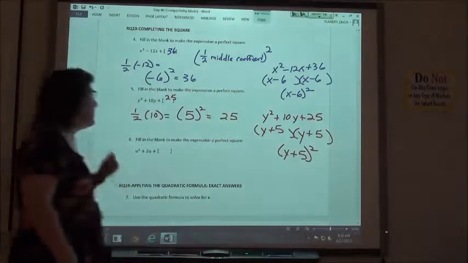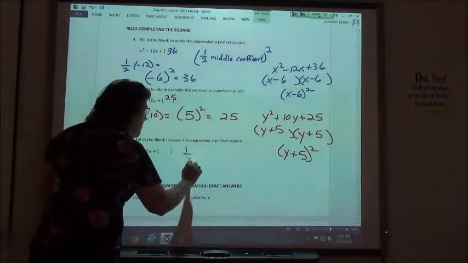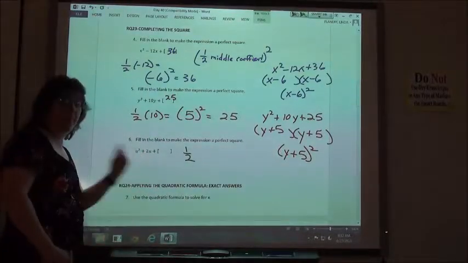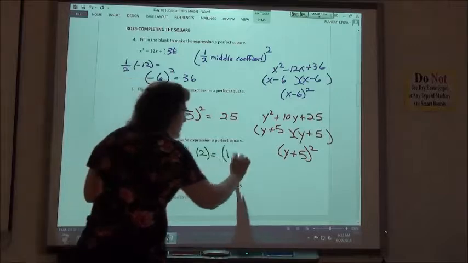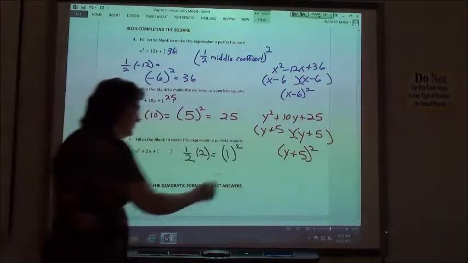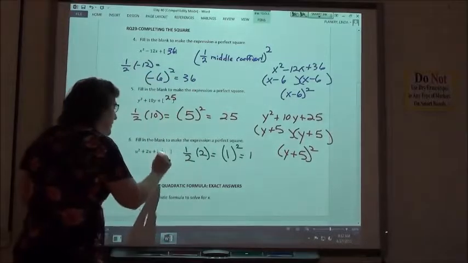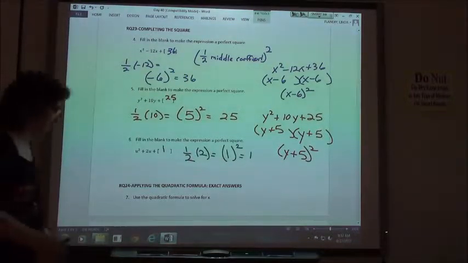Number 6, fill in the blank to make my expression a perfect square again. I'm going to take half of my middle coefficient. This time my middle coefficient is 2. Half of 2 is 1. And then I'm going to square 1. 1 times 1, still 1. So that's going to be a 1 in there. And you could factor it out if you want to, but trust me, it should work.